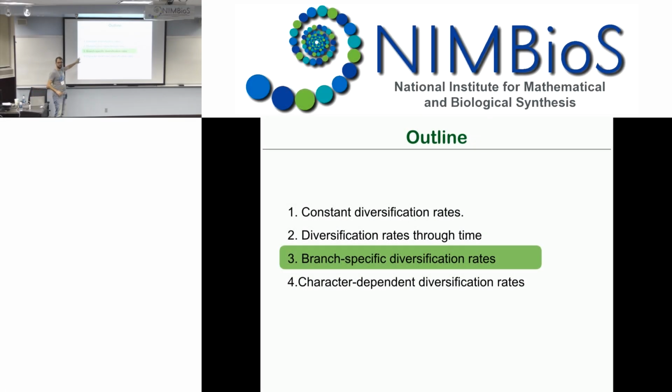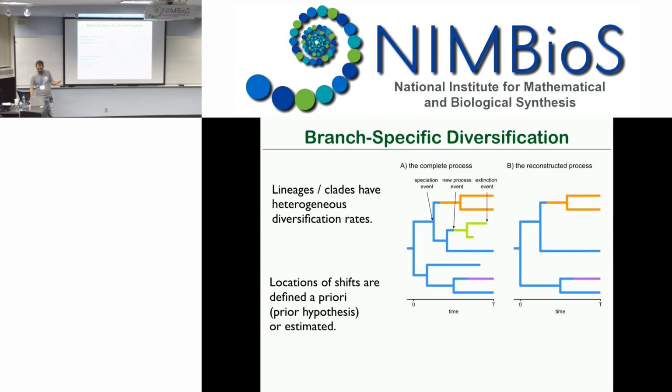So I just want to go a little bit through talking more about what I wanted to talk about as well, for what we can do additionally. The next part was, after we estimated diversification rates through time, looking at whether we can also estimate lineage-specific diversification rates. The idea is that we have the same process here for the complete phylogeny, and we have speciation events here, but we can also have rate shift events at different parts in our tree.